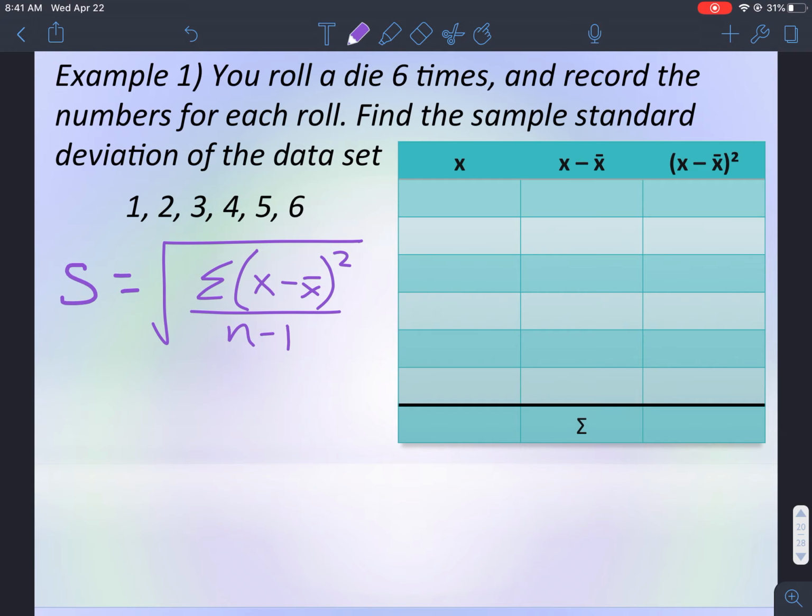You roll a die 6 times and record the numbers for each roll. Find the sample standard deviation. Suppose that we roll a die and we roll a 1, and then a 2, 3, 4, 5, 6. Those are our outcomes. It's probably not going to happen. We're probably going to roll it, and then we're going to get 2 3s, a 4, a 6, and a 2, or something else like that. But we're just going to keep it nice and organized.